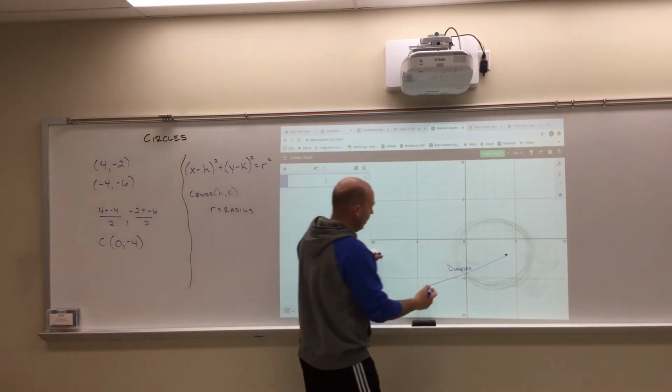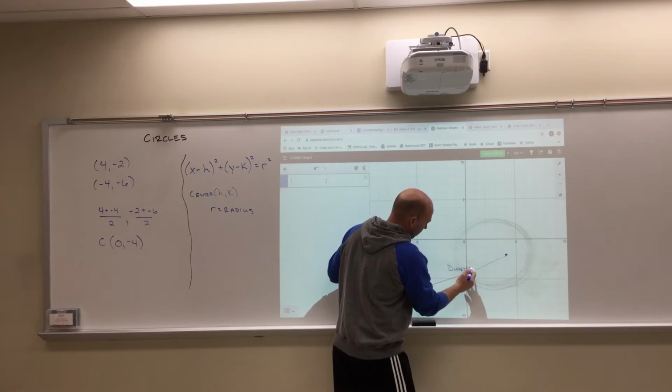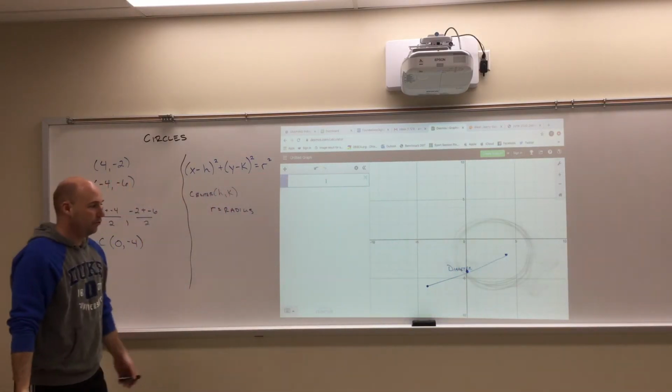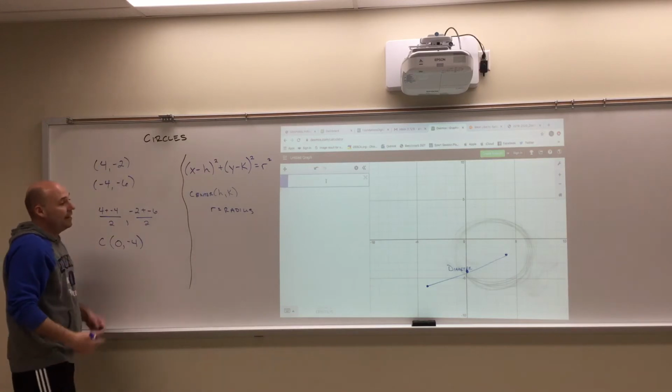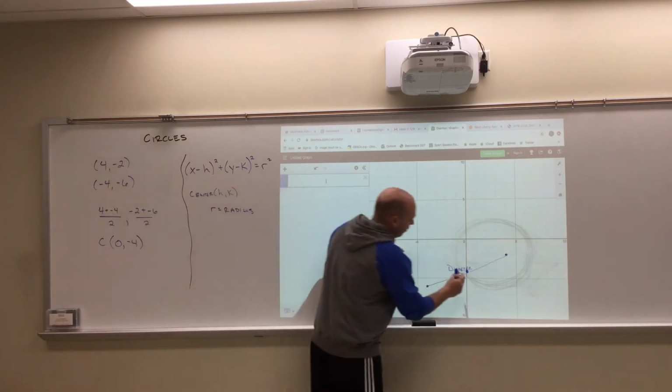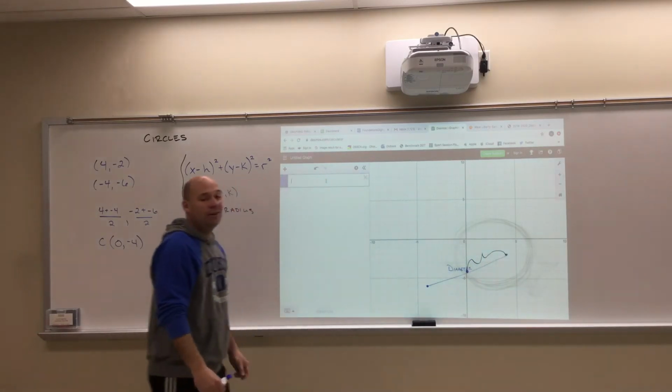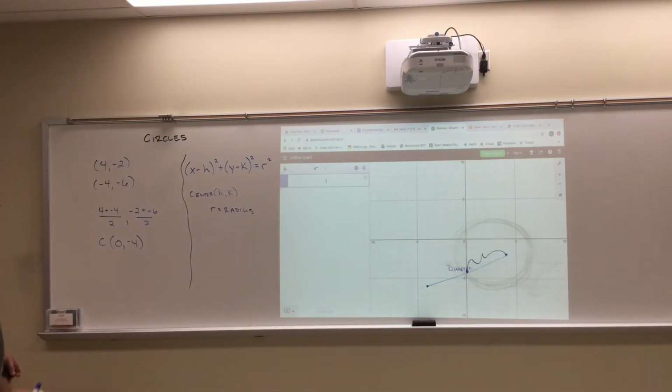And you can kind of look at that. I know my graph's not great, 1, 2, 3, 4. The center's about right there, which kind of makes sense. It kind of looks like it's in the middle of those 2 points. So that's the first thing I need. The next thing I need is the distance from the center to an endpoint. I need to figure out that distance right there.